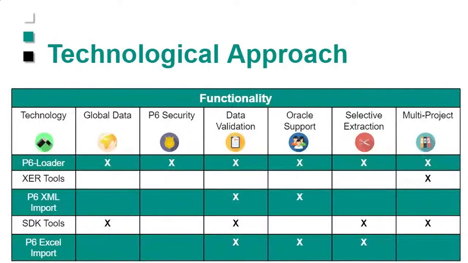Now let's talk a little bit about the technology. There's a lot of ways that you can get information in and out of P6. So the first one I'm going to talk about, halfway down the list there, is SDK tools. That stood for Software Developers Kit, and it's something that Primavera came out with in about 2004, 2005. And the idea was it would allow you to connect to the database, and you could read the data, and it would validate what you were putting in.